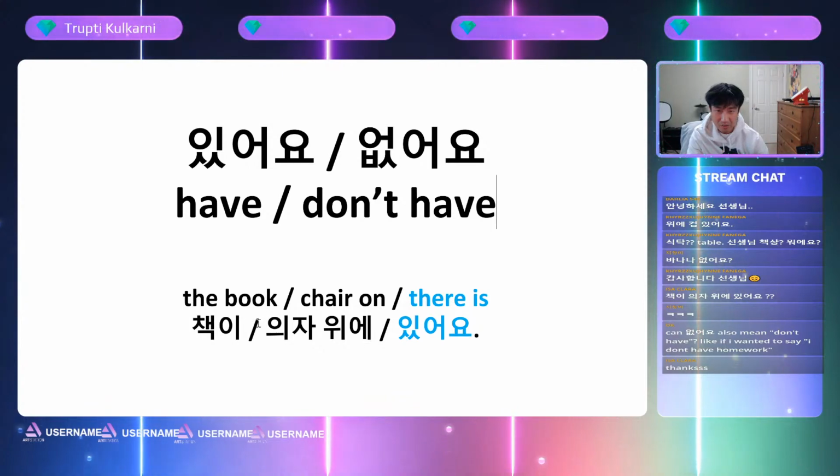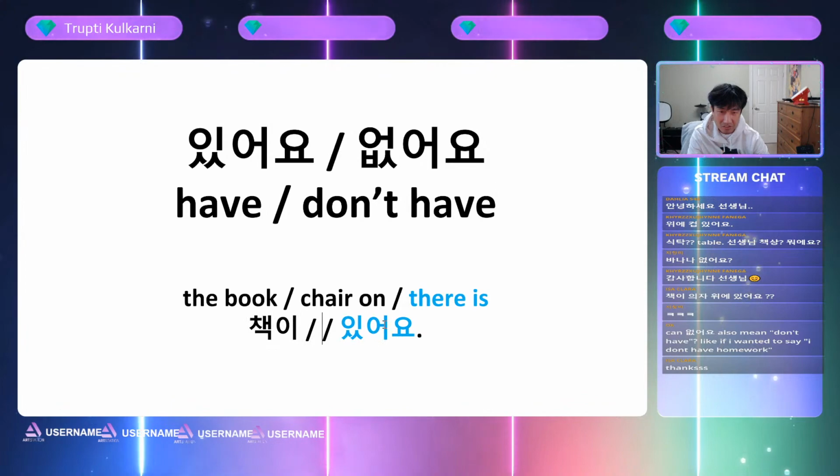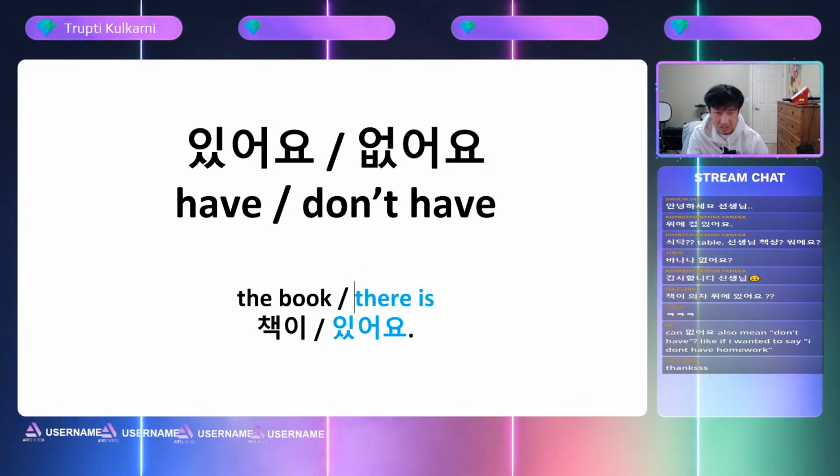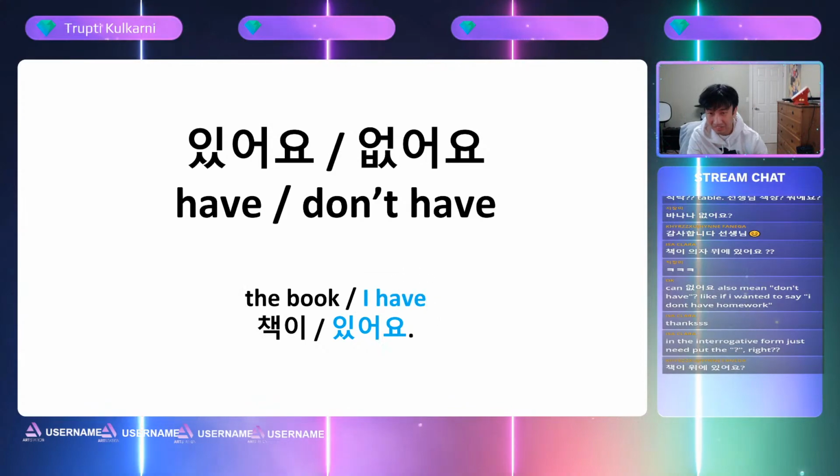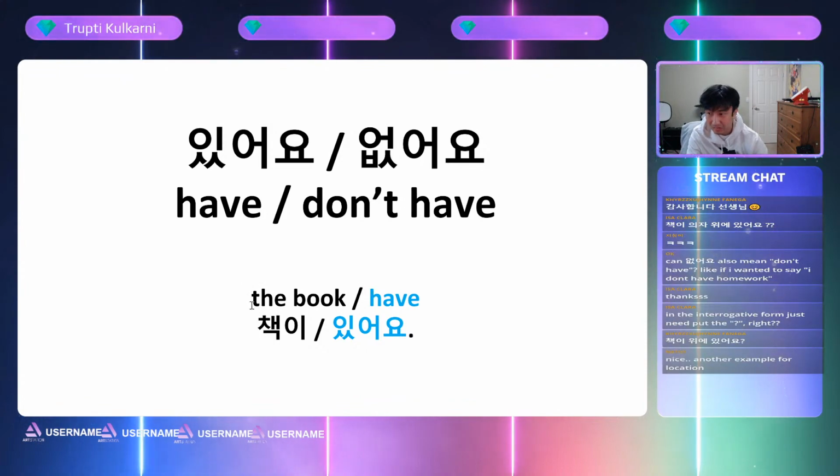So if I say 책이 있어요, right? Let's just say that. It can mean there is a book, there is the book. It also means I have the book. It's like have the book. Right?